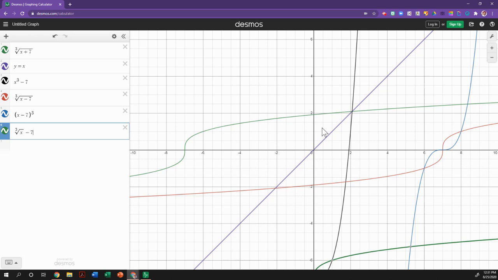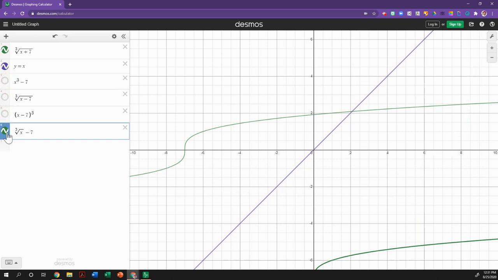So this is why I like Desmos. So I'm going to take the highlighting off. Okay, all right, so there's my original problem, and there's y equals x. So I need one of these answer choices that's going to take the green curve and flip it over that purple line.